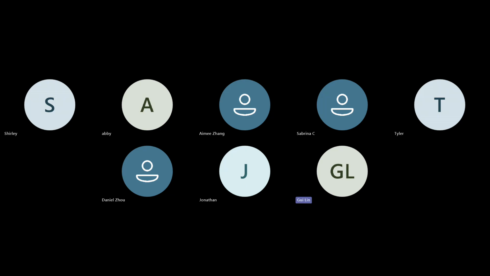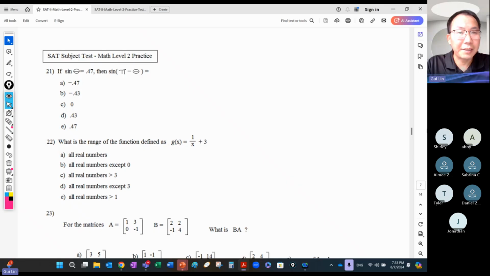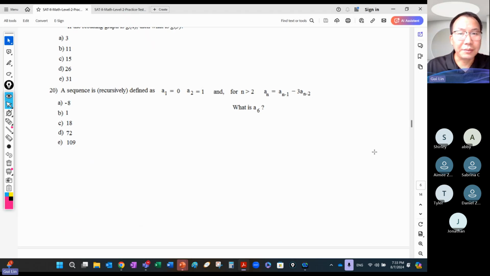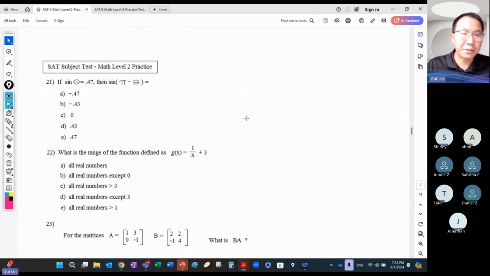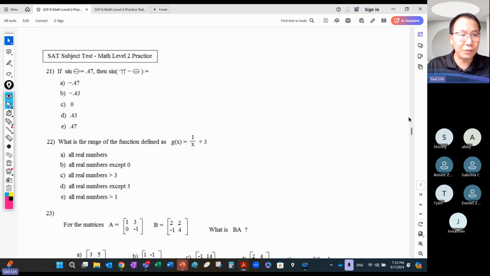First part, right? SAT Math Level 2 Practice A. We finished question 20. Right? We finished question 20. This is called a recursive function. And we already finished 20, so we still have some questions left over here. So let's move on to this part.